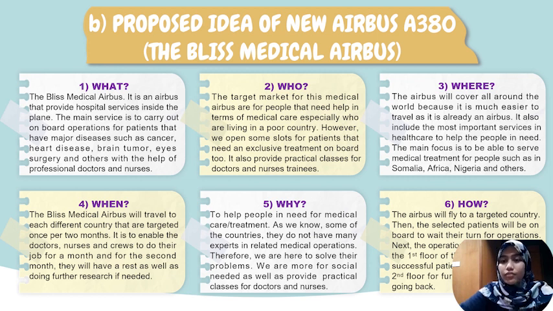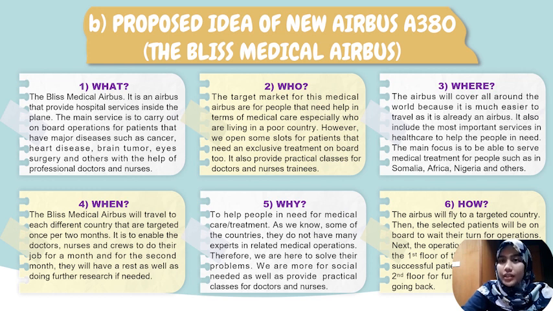The purpose idea for the Bliss Medical Airbus is based on 5W1H. The first one is what? This hospital service provides operations, for example, cancer and eye surgery. Second is who? The target market for the Airbus is people that need help in medical care, especially in poor countries. Third is where? This Airbus will cover all around the world, especially Africa and Somalia.